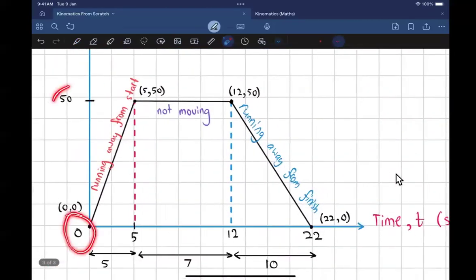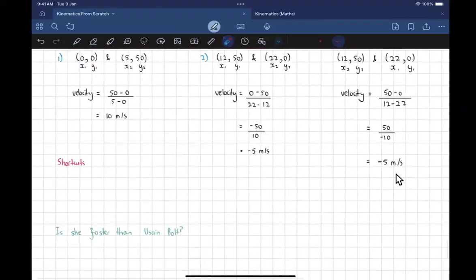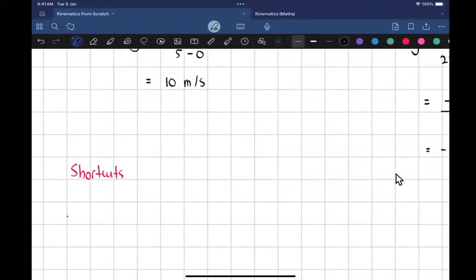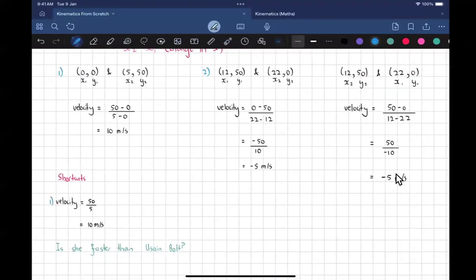How much did the y change by? We're going from 0 to 50. What's the difference between 0 and 50? 50. What's the difference between 0 and 5? 5. So you're just simply going to put 50 over 5. That's it. Velocity equals 50 over 5, and the answer is in meters per second. That's it.